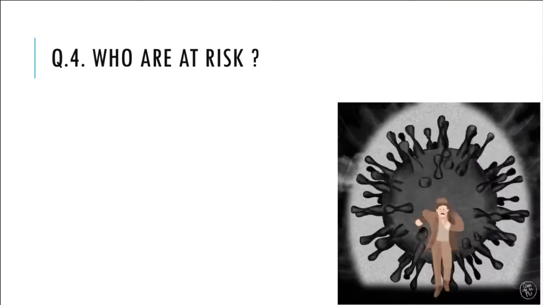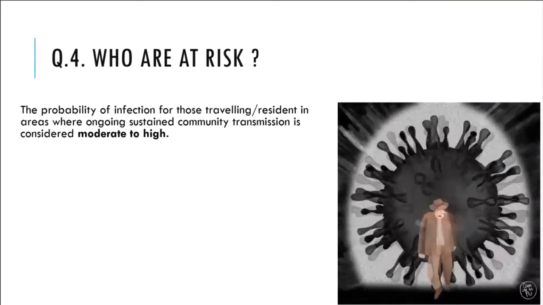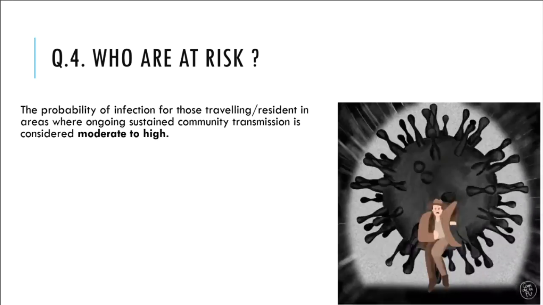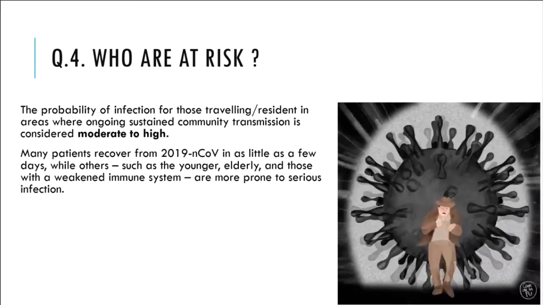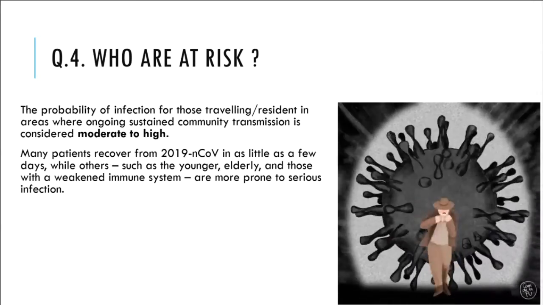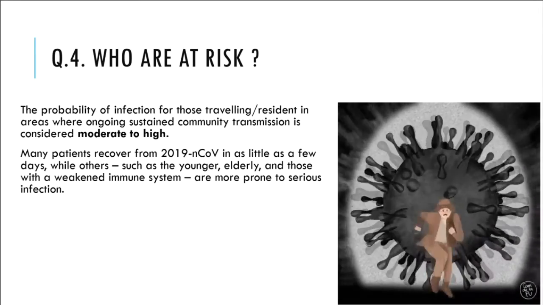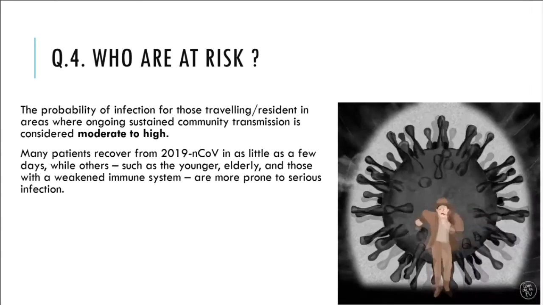Q.4. Who is at risk? The probability of infection for those traveling or resident in areas where ongoing sustained community transmission occurs is considered moderate to high. Many patients recover from 2019 nCoV in as little as a few days, while others, such as the very young, the elderly, and those with a weakened immune system, are more prone to serious infection.